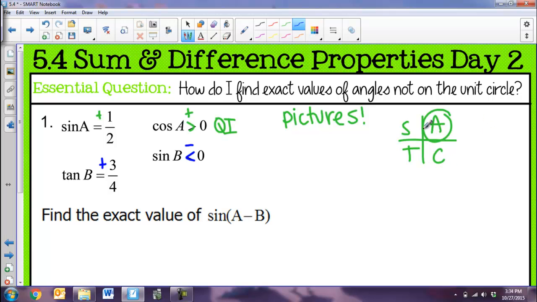So I want to know, where is tangent positive? Well, it's positive in 1 and 3, but we also need sine to be negative, and sine is negative down here in quadrant 3. So now I know where to draw my triangles. Let's go ahead and do that.